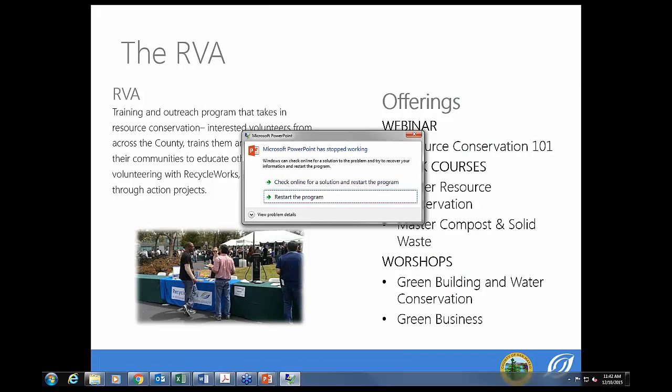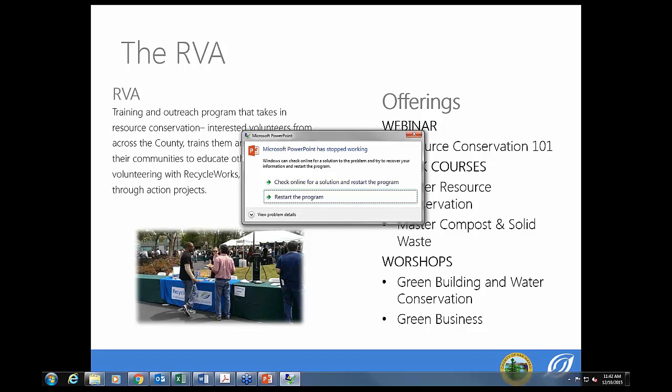So through the RVA, the Recycleworks program is offering no-cost resource conservation courses to you, the members of San Mateo County. And the program's goal is basically to educate and train our community members and empower you with the necessary tools and knowledge for you to be able to go back out into your communities to promote resource conservation through volunteerism. And this year's RVA offerings include a few elements, including webinars, two 8-week in-class courses on resource conservation, compost, and solid waste, as well as single-session workshops.